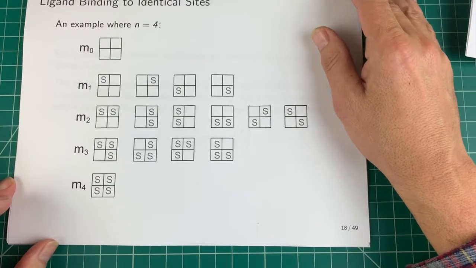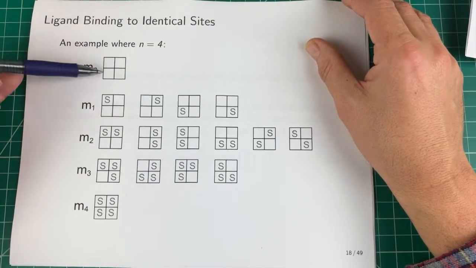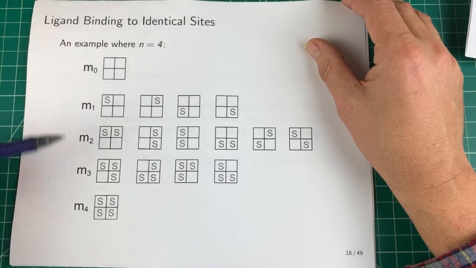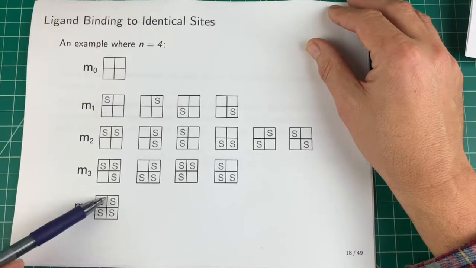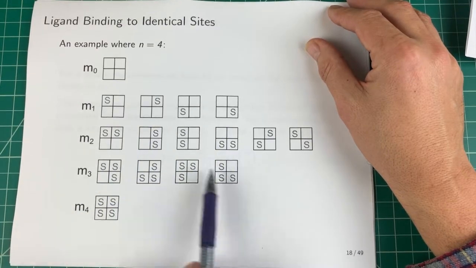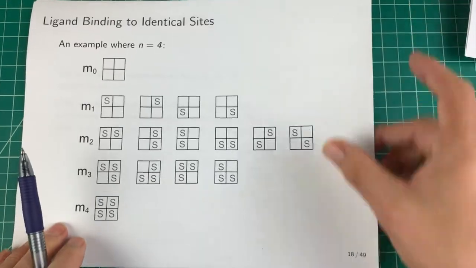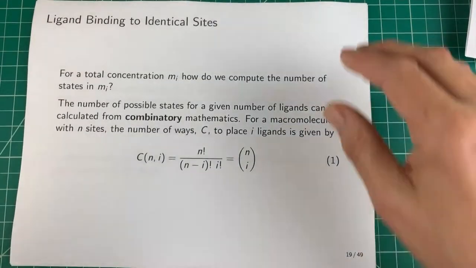In fact, I have all the combinations here on this slide. This is for when n equals 4. Obviously, there's only one state when there's nothing bound. There's only one state when they're all bound. But there's 4 states for M1, there's 4 states for M3, and there's 6 states for M2.